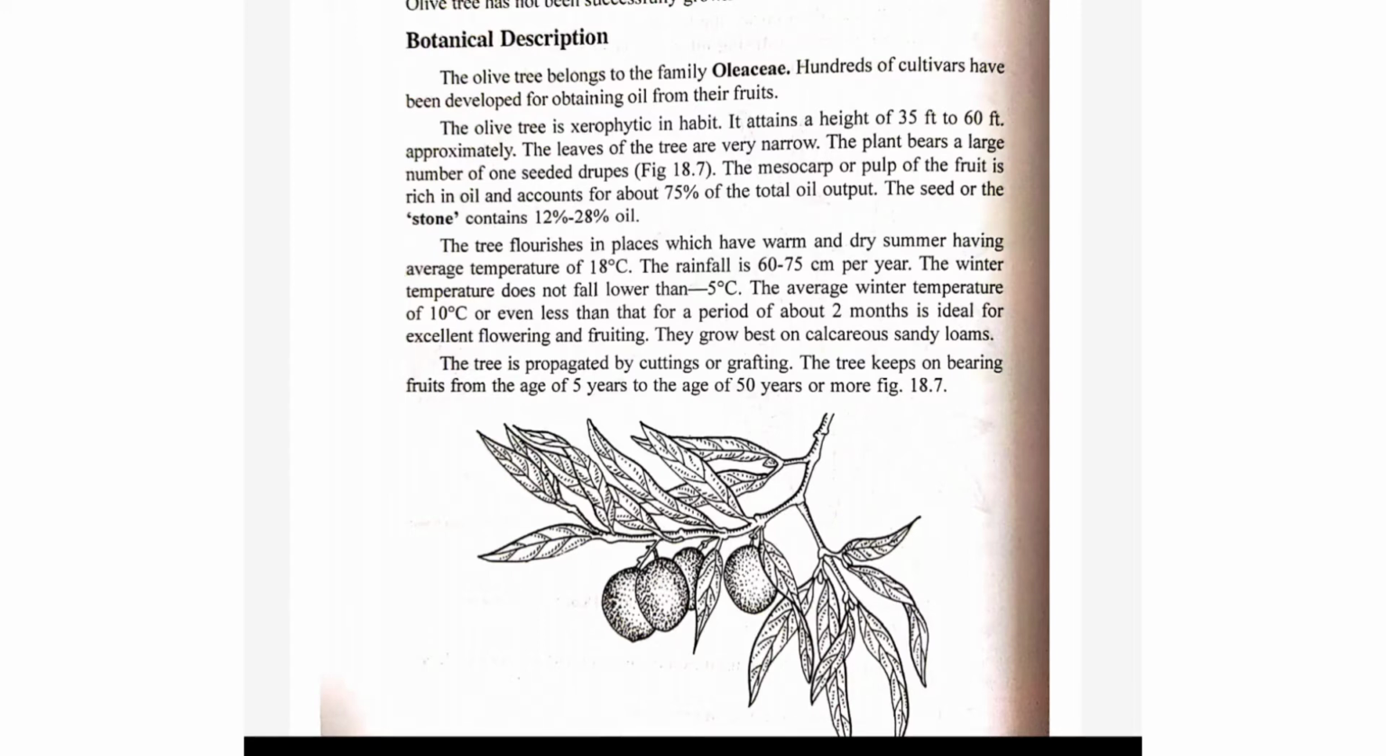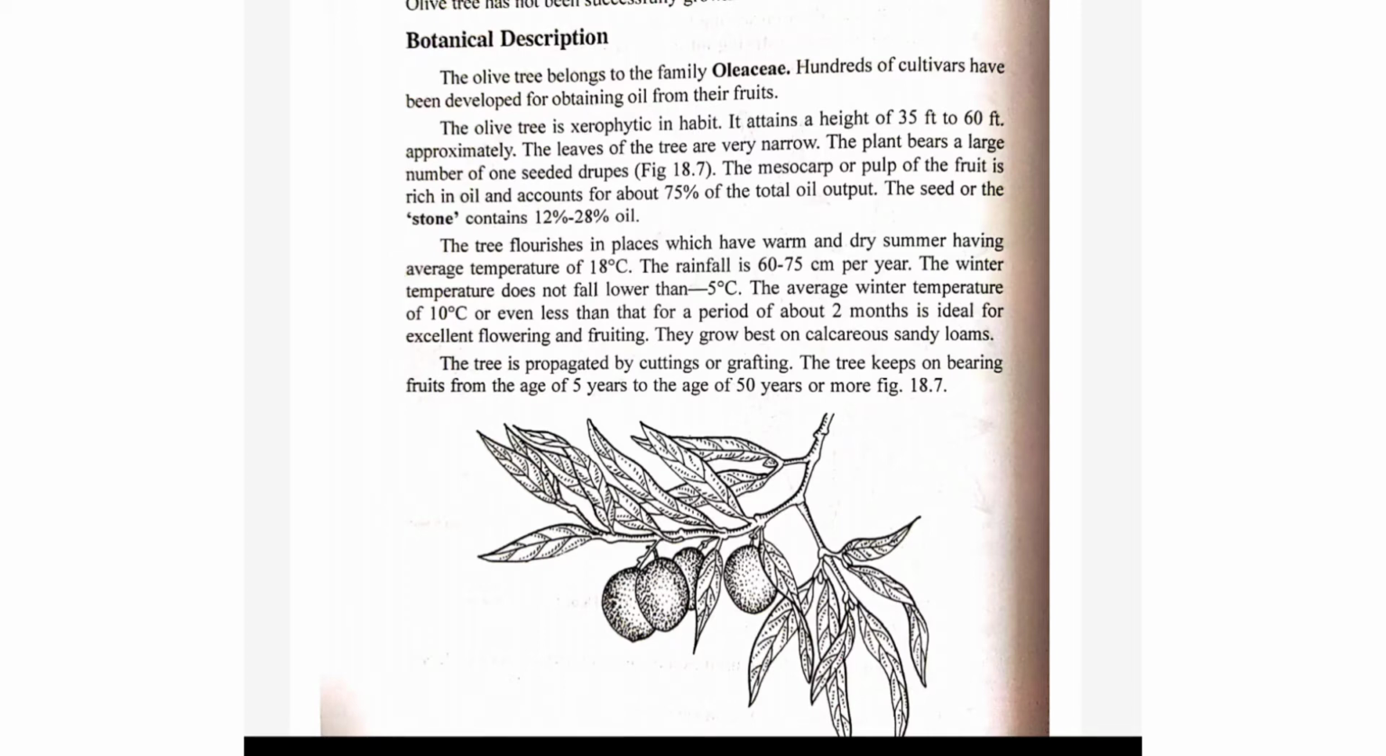It attains a height of 35 feet to 60 feet approximately. The leaves of the tree are very narrow. You can see this in the picture, the leaves are narrow leaves. The plant bears a large number of one-seeded drupes. You can see in the picture that drupe fruits are present.